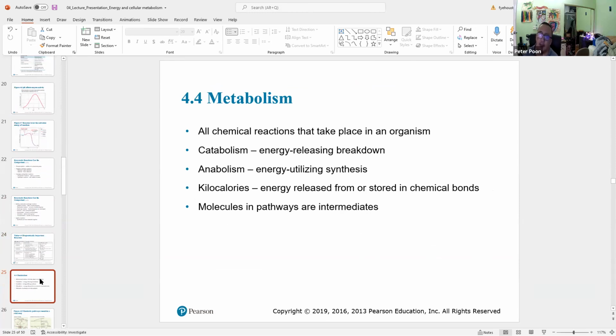Metabolism is technically all the chemical reactions that occur within a cell. In you, metabolism is your bunch of cells, so metabolism is all the chemical reactions that take place inside the organism. Metabolism breaks up into two components, catabolism and anabolism.